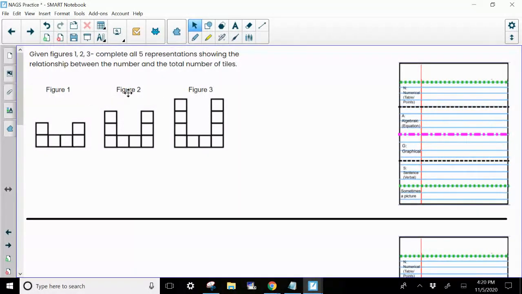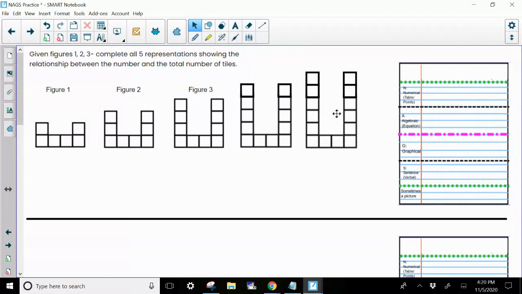And by looking at this, I can tell that I have 4 blocks on the bottom, and then on each end, it looks like a block has been added. And if I come over to figure 2, looks like I have 4 on the bottom, and then on each end, another block is added. And it looks like there's a pattern that is developing here. When we get to figure 3, there's 3 on each side above the 4. So our fourth figure will look like this, and then our fifth figure would look like this.